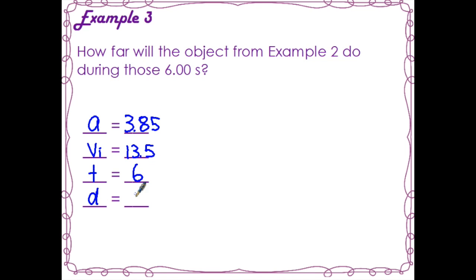The difference is this time I'm looking for the distance. How far? So pick the equation that has those 4 variables. It's the d equation. It's not because it's the d equation, it's because that is the equation that has these 4 variables. I'm going to plug in my numbers.